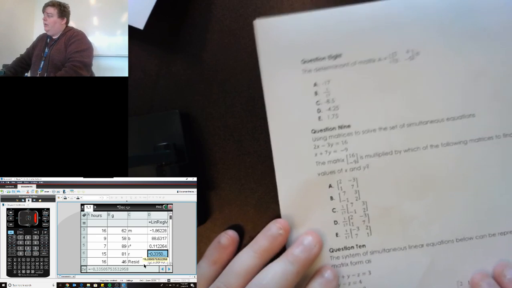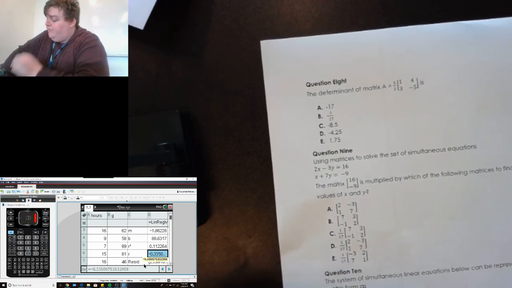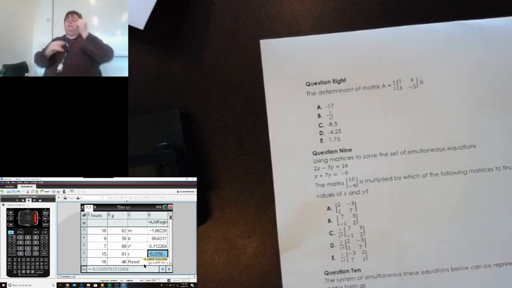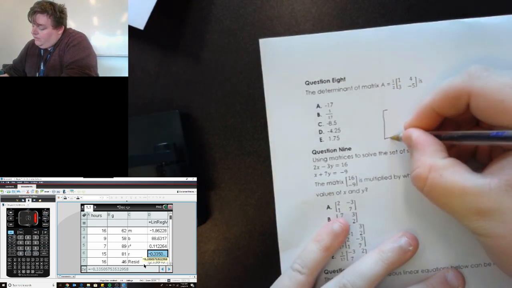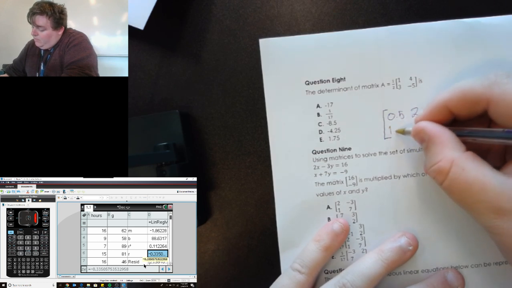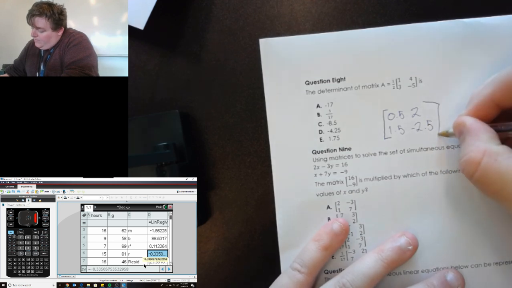Next page. I'll take you back to the top. So we have the determinant of matrix A. So A is equal to a half times this matrix. This is a little bit complicated because this is sort of like a 2-step one. So all we have to do is put a half into here. That'll give us 0.5, 2, 1.5 and negative 2.5.